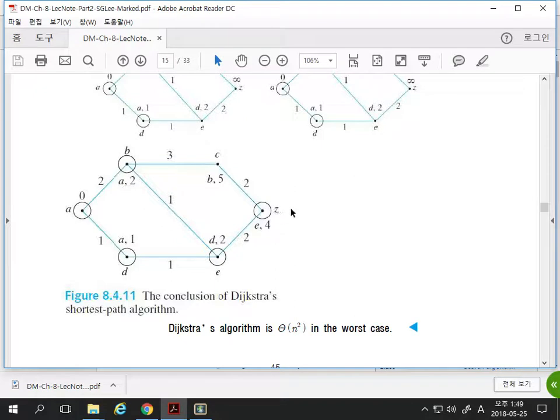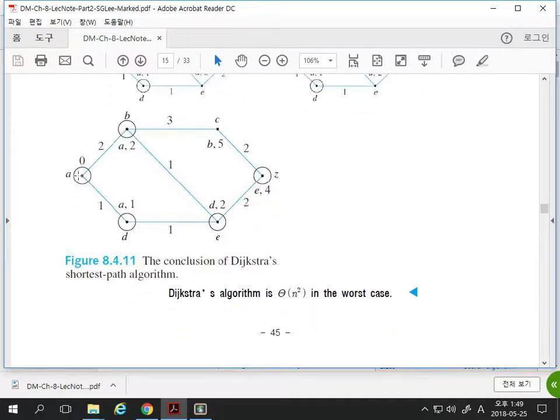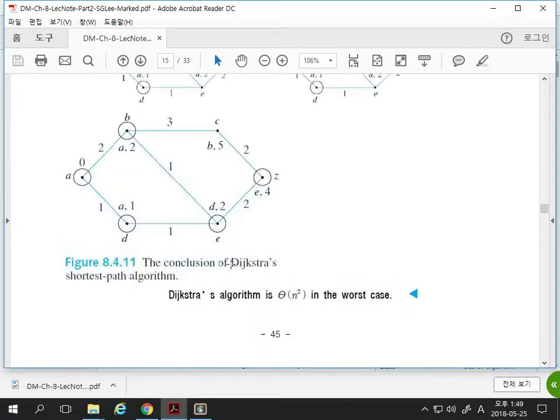Here, in this case, you compare. So from A to G, the path A to D to E to G is the shortest path compared to this or this. So Dijkstra's algorithm tells us this at the end, and this is the conclusion of it.